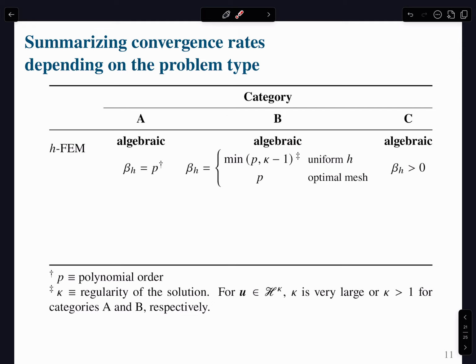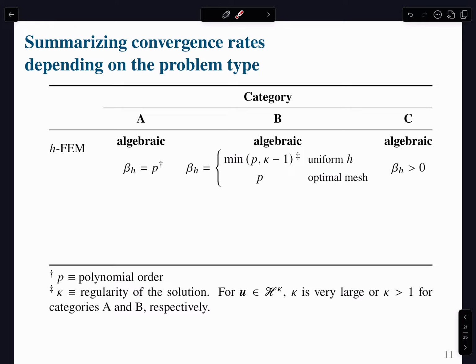Remember that when we are plotting as a function of the number of degrees of freedom, then we're going to have an issue there, right? Because then the dimensionality is going to enter the picture, and so we're going to have to divide by 2 in the case we're dealing with a 2-dimensional problem, or we have to divide by 3 in the case we're dealing with a 3-dimensional problem. But for the case of ℎ-FEM, you see that beta h is equal to P.